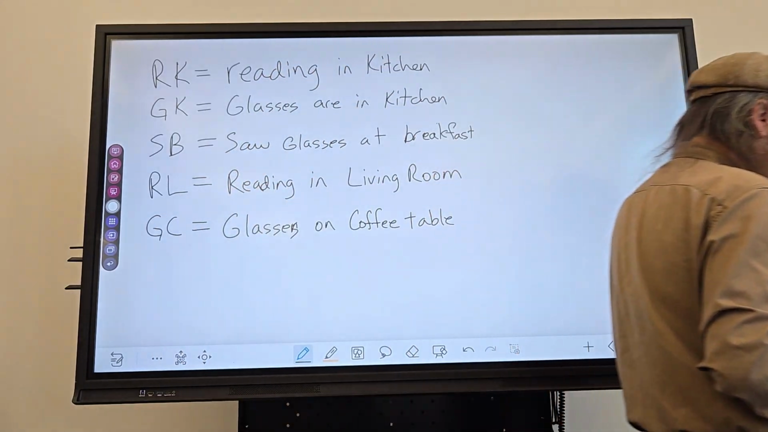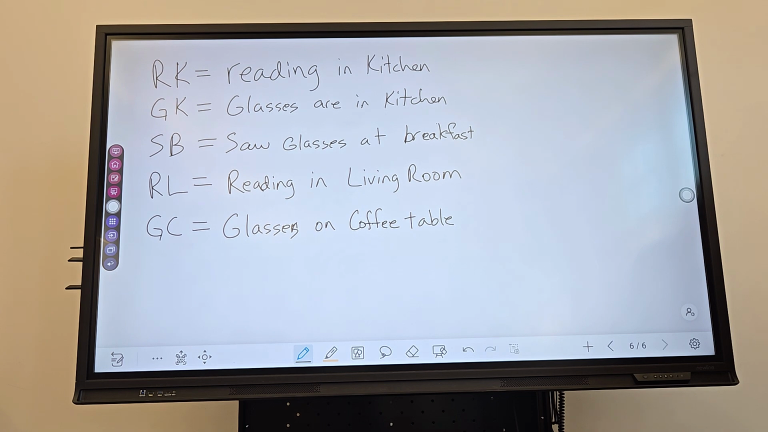So what these variables represent is: if I was reading my class notes in the kitchen, then my glasses are on the kitchen table. If my glasses are on the kitchen table, then I saw them at breakfast. I did not see my glasses at breakfast. I was reading my class notes in the living room, or I was reading my class notes in the kitchen. If I was reading my class notes in the living room, then my glasses are on the coffee table. Where are the glasses?